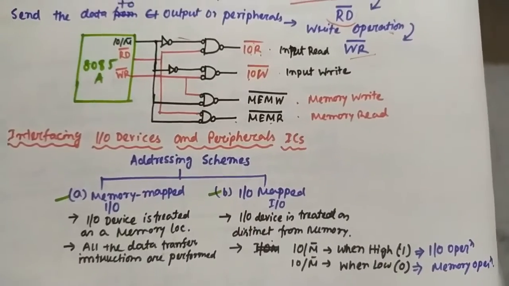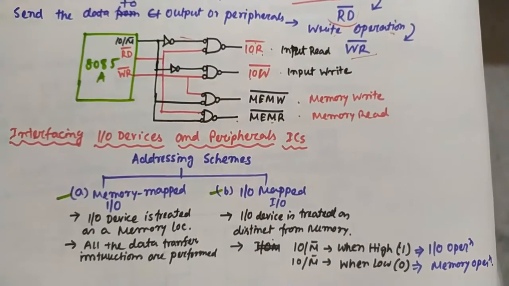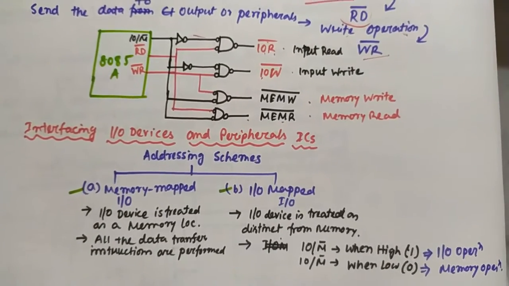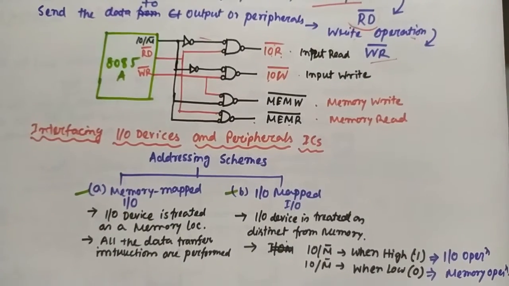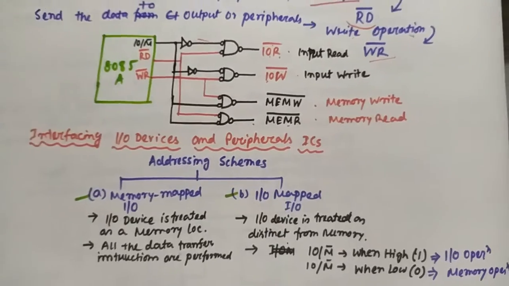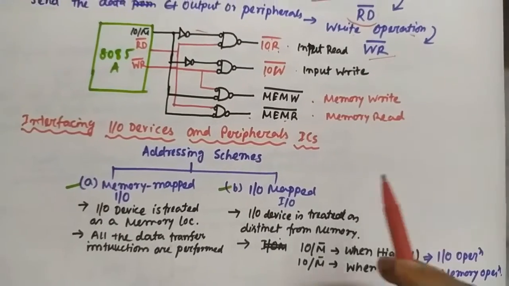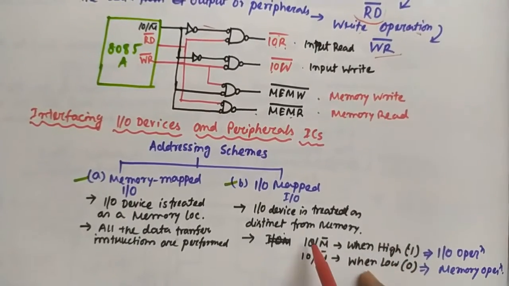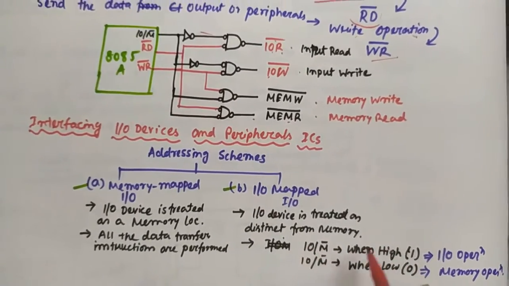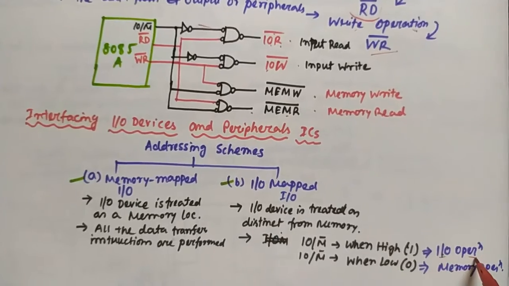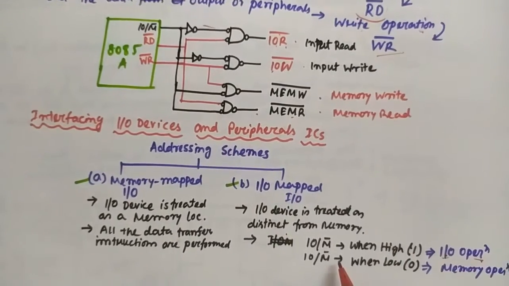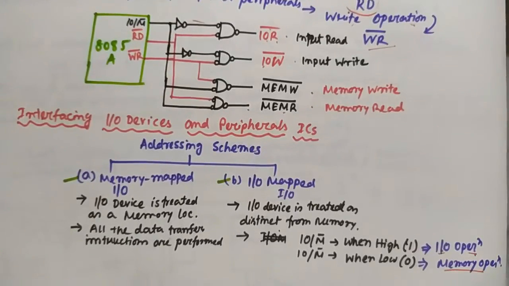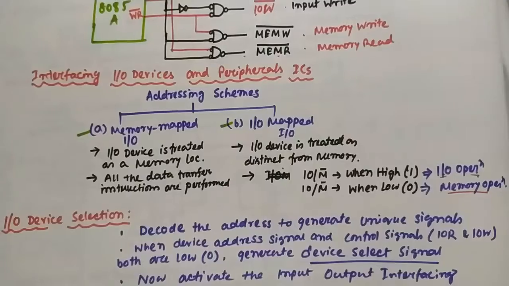And in the case of I/O mapped I/O, the input output device is treated as distinct from the memory, that means it is treated as a separate device. So when this pin is high, that means 1 is applied here, that indicates the input output operation. But when this pin goes low, then this is for the memory operation.